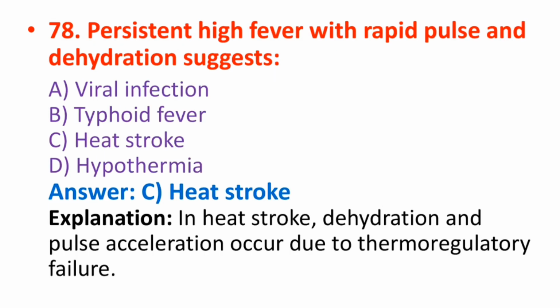Persistent high fever with rapid pulse and dehydration suggests option A, viral infection, option B, typhoid fever, option C, heat stroke, option D, hypothermia. The correct answer is option C, heat stroke. In heat stroke, dehydration and pulse acceleration occur due to thermoregulatory failure.